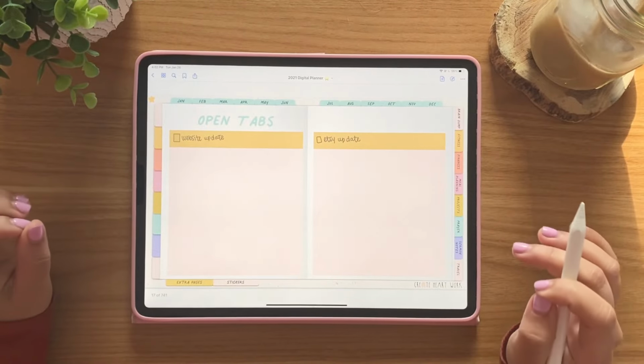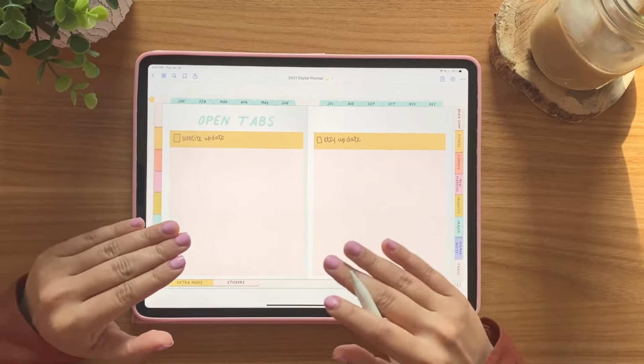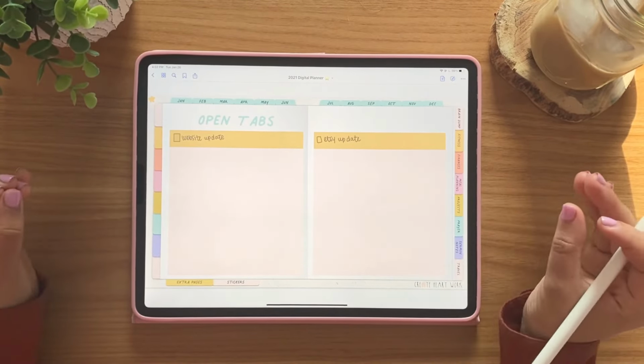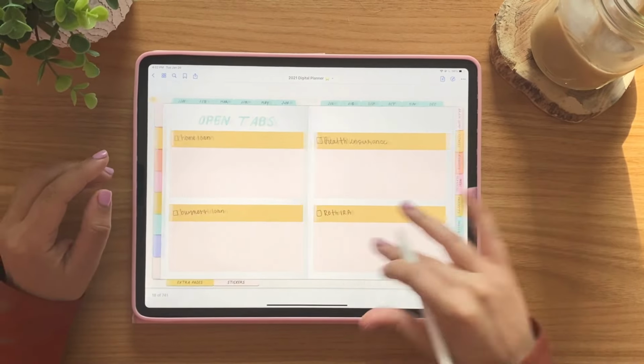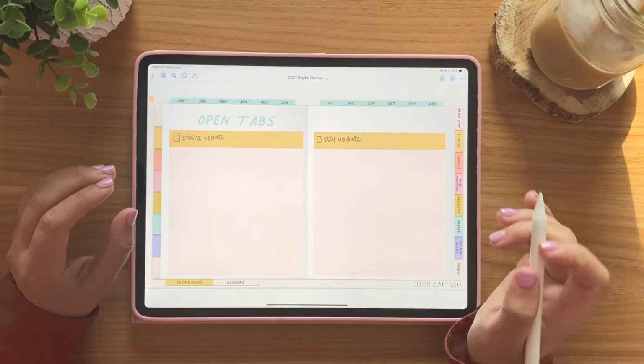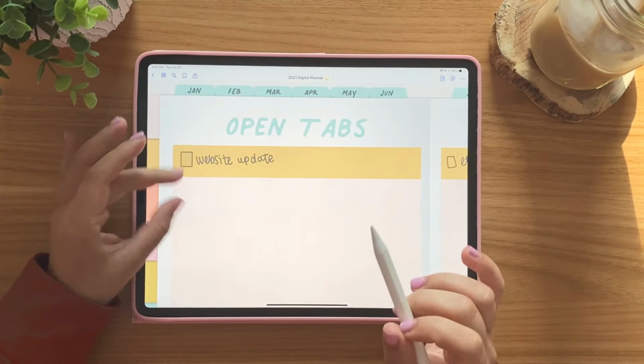Then we have our open tabs. So the open tabs are like literally, when you're on a computer, sorry, that was my dogs. When you're on a computer and you have a bunch of open tabs that look like this, and you just can't zone in and focus because there's open tabs. Well, these are things that eventually need to get done, and they're big projects, like a website update.